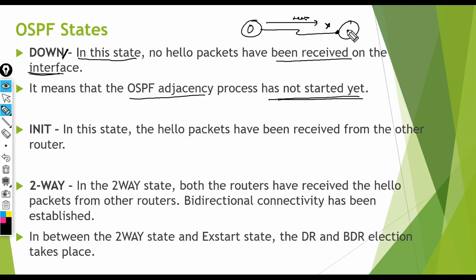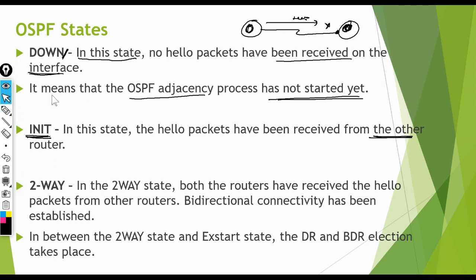Next, say for example, OSPF was already running here, and now you have configured OSPF here as well. The moment you configure OSPF, the router goes to the init state. In this state, a hello packet has been received from the neighbor, or from the other router.